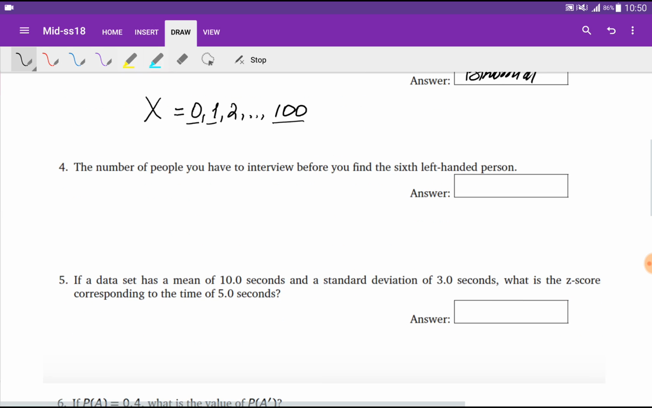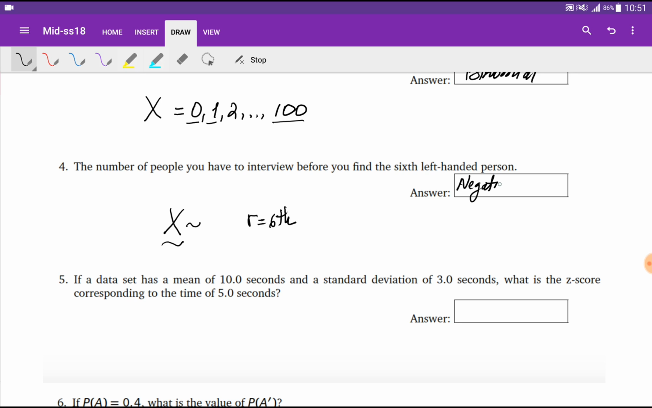And question number 4 is about the number of people we have to interview before we find the 6th left-handed person, right? So x in our case is the number of interviews until we get the 6th left-handed person. So this can be considered as the number of trials until we get 6 successful trials. And in order to calculate the probabilities for this random variable, we need to use the negative binomial distribution.